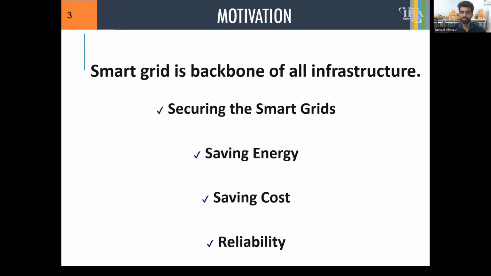By securing the smart grids, we will ultimately be saving energy, and so we will be saving cost. And the main thing, reliability will be maintained. If due to any unplanned situation the whole smart grid shuts down, then reliability will not be maintained, and that will be a huge loss.